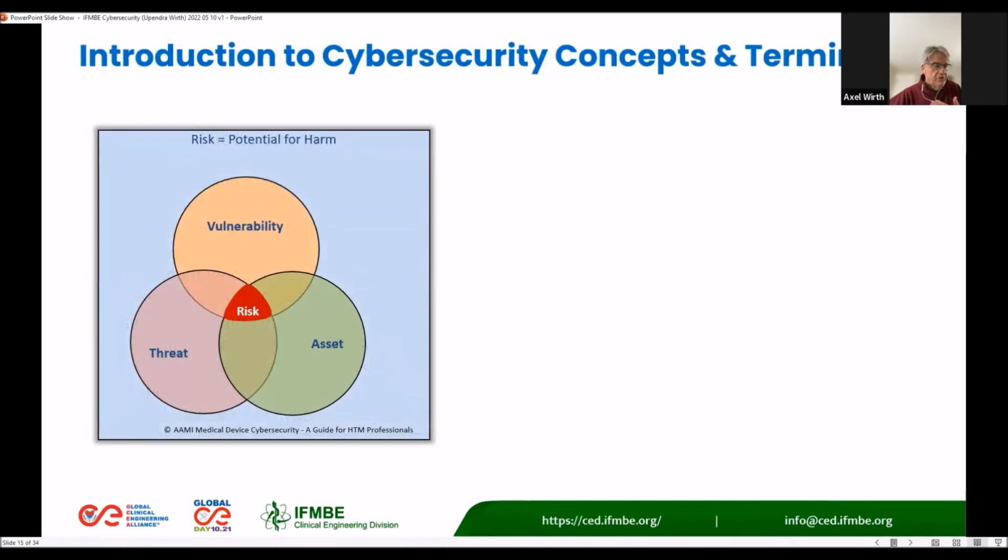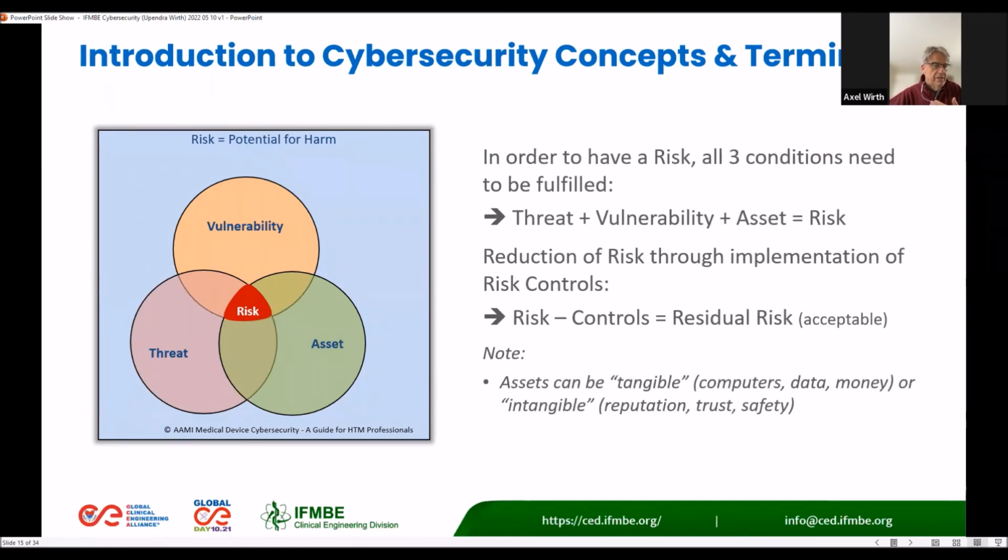A couple of concepts and terminology. So we talk about cyber risk. And in order to have a risk, we need three components. We need to have a threat, a vulnerability, and an asset, right? And only if we have all three components, we do have a risk. Then we apply what we call risk controls to reduce the risk, leaving us with an acceptable residual risk.